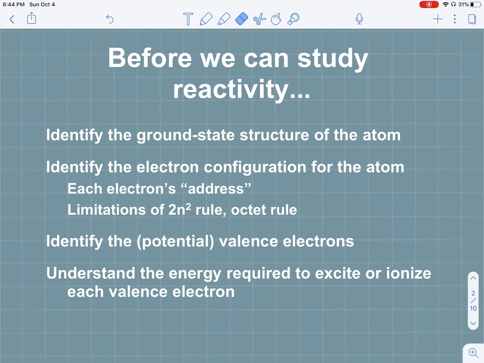So it takes different amounts of energies to excite electrons versus ionizing them. And all of that knowledge, if you know all of this, then that gives you a major, major insight into the chemical reactivity of the elements.